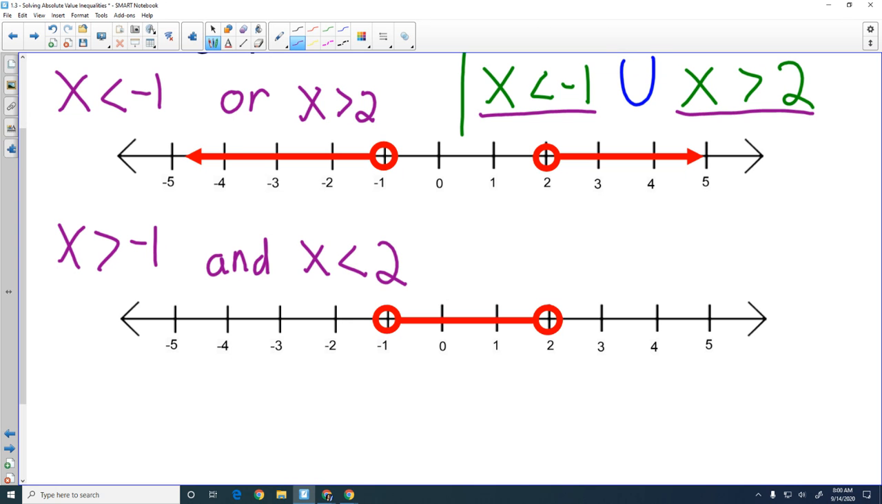So our word choice, and versus or, differentiates between these two possibilities. Because now I can have a value for x that is bigger than -1 and smaller than 2. It can meet both of those. So I use the word and. It's this and that.